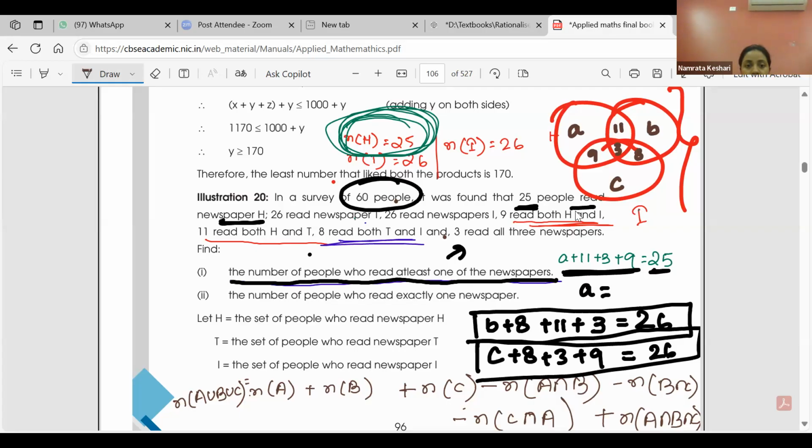Problems based on sets are really easy. But only one confusion arises over here, that we end up counting the same data again and again, and hence we are not able to match the answer. Next one says the number of people who read exactly one newspaper, exactly one, just one. So you will just take A plus B plus C. No common part, nothing, just A plus B plus C. Those are the number of people who read just H or maybe T or maybe I. Got it?